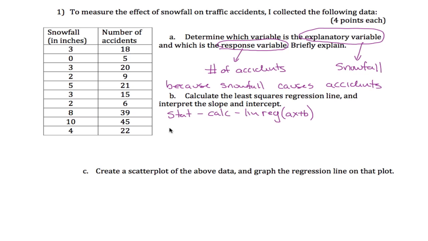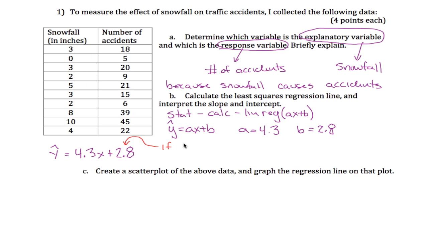And what you get when you do that is it will tell you something like y equals ax plus b. Really should have a y hat up there. a is equal to 4.3 and b is equal to 2.8. So your linear regression model is y hat equals 4.3x plus 2.8. And we can interpret both our slope and our intercept here. The intercept is saying if your explanatory variable were 0, if there was no snowfall, we'd expect 2.8 accidents.